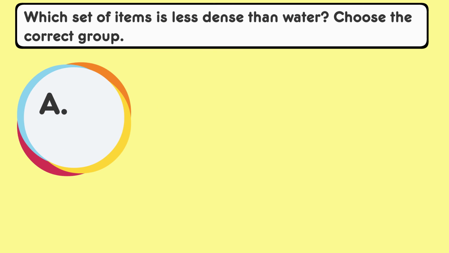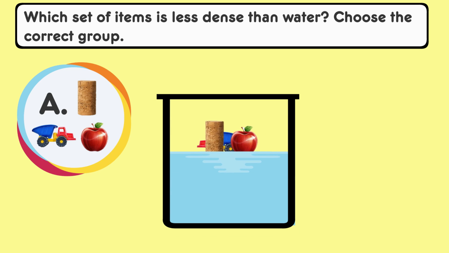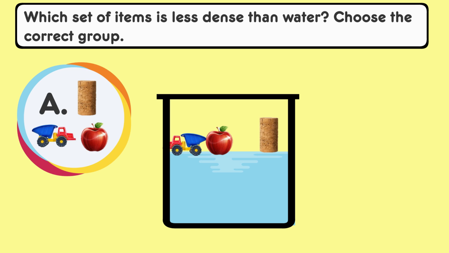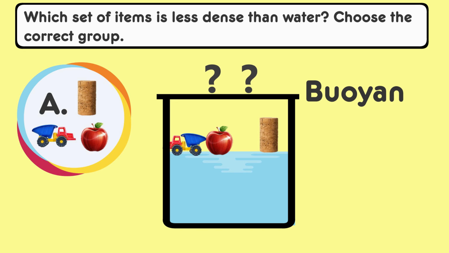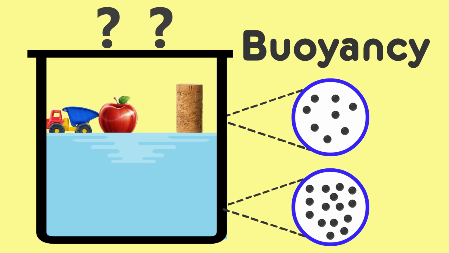Answer choice A: cork, plastic toy, and an apple. First, let's investigate. Why might these items float? Consider their material composition. Now let's analyze. How does the structure of each item contribute to its buoyancy? Next, we're going to predict. If these items are less dense than water, what does that imply about their structure and material properties?